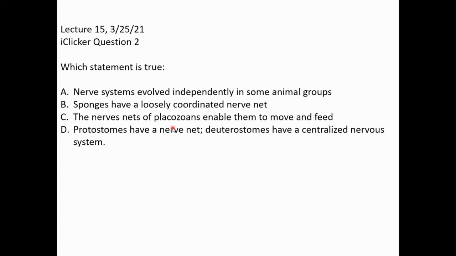Okay, D. Protostomes have a nerve net. Deuterostomes have a centralized nervous system. Okay, so you need to go back and look at the beginning of this lecture. We had a diagram of the phylogeny of animals.